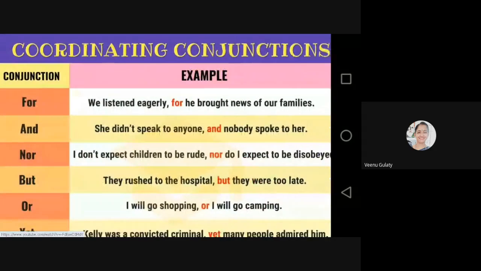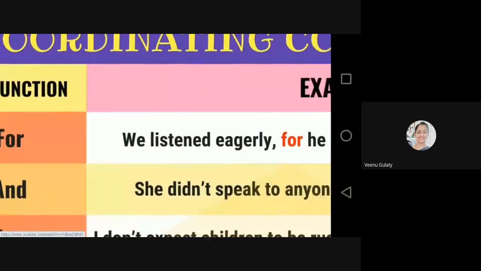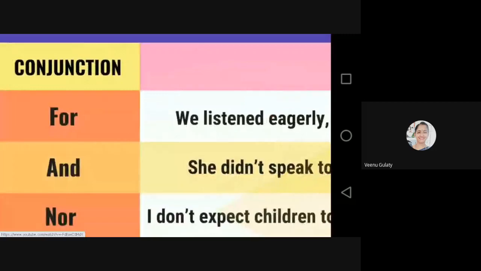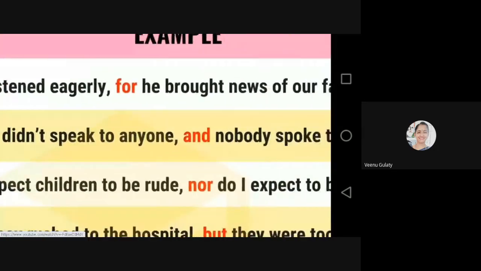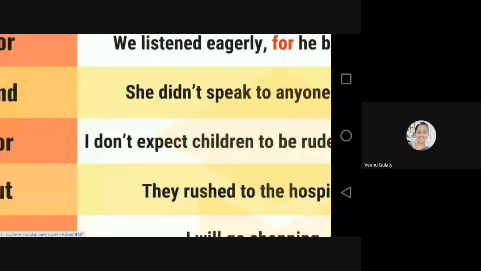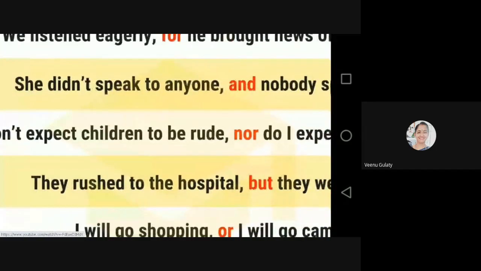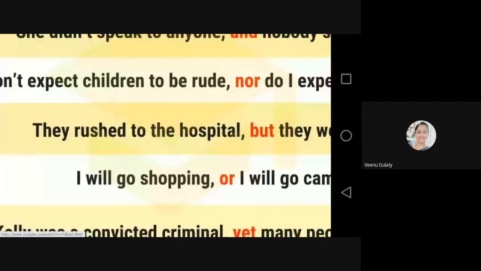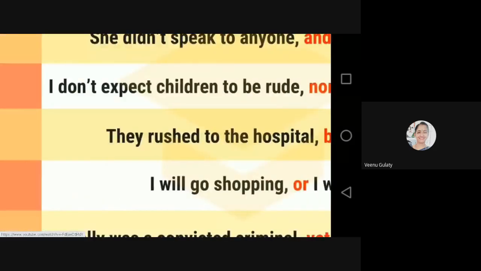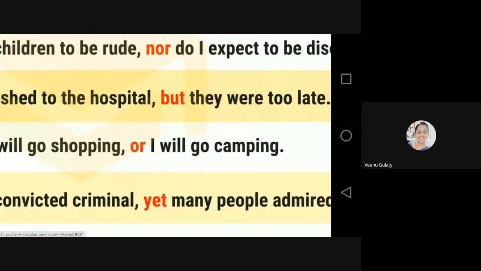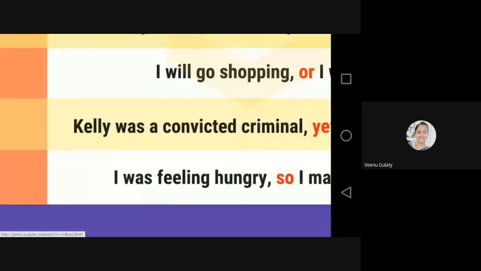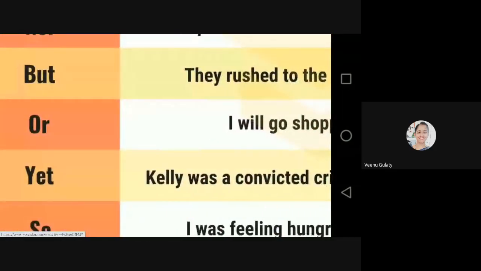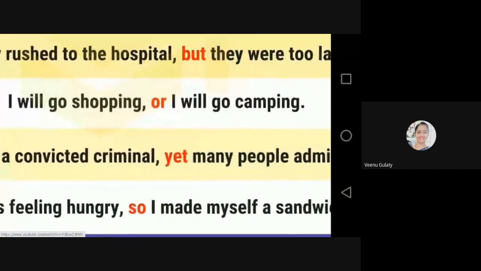Coordinating conjunctions are FANBOYS. For example, for: we listened eagerly, for he brought news of our families. Next, and: she didn't speak to anyone, and nobody spoke to her. Now nor: I don't expect children to be rude, nor do I expect to be disobeyed. But: they rushed to the hospital, but they were too late. Or: I will go shopping, or I will go camping. Yet: Cali was a convicted criminal, yet many people admired him. Next, so: I was feeling hungry, so I made myself a sandwich.